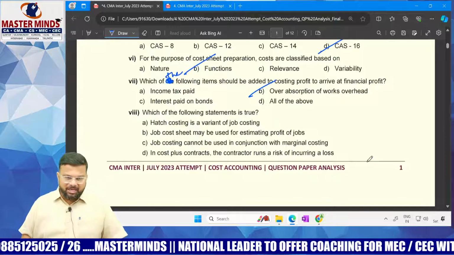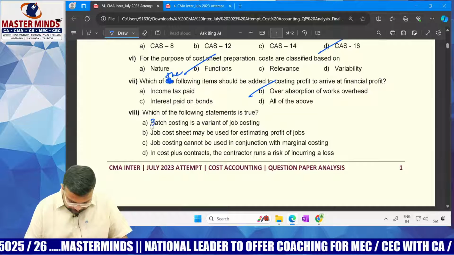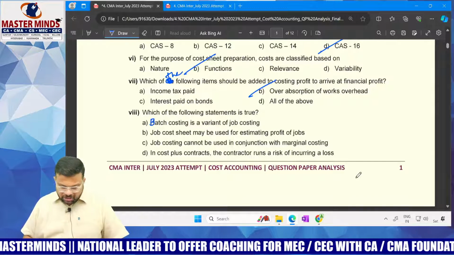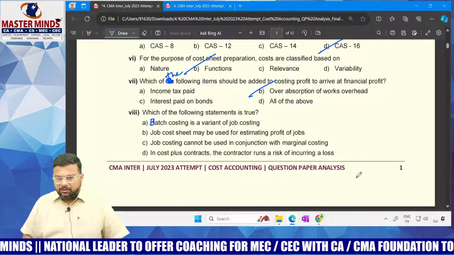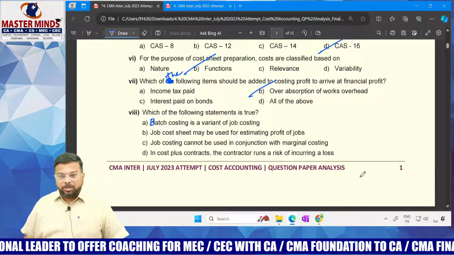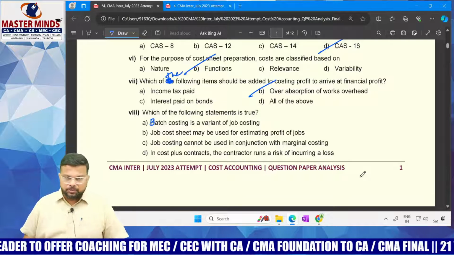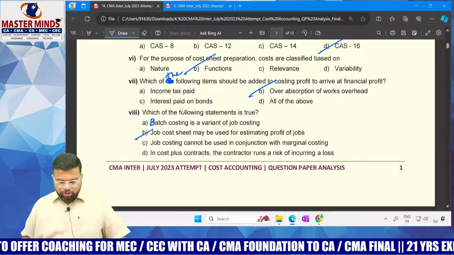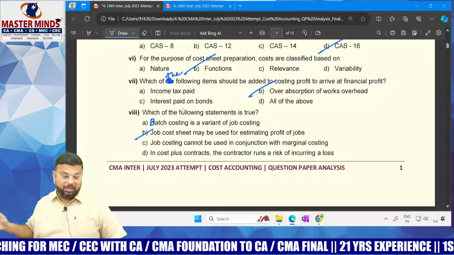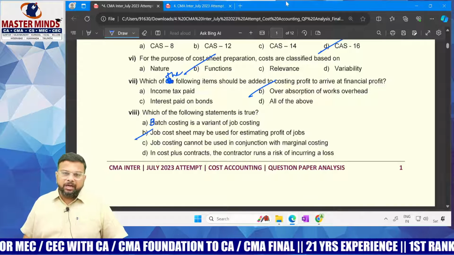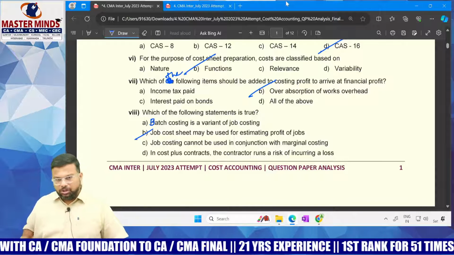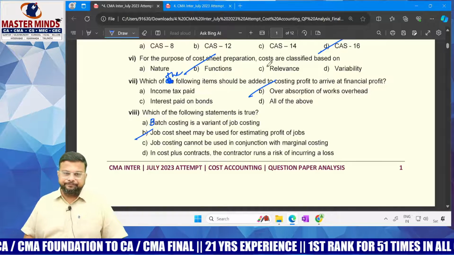Which of the following statements is true? This is batch costing. Batch costing is a variant of job costing. No, batch costing is different. Job costing is different. Next, job cost sheet may be used for estimating profit for jobs. That is true. Job costing cannot be used in conjunction with marginal cost. That is completely wrong. You can use a method and technique together. In cost plus contracts, the contractor runs a risk of incurring losses. That is also false. So out of the given options, the true one is B.